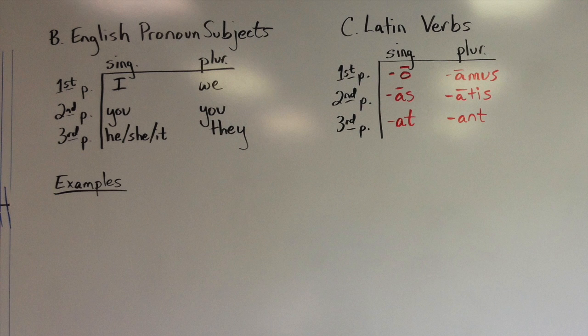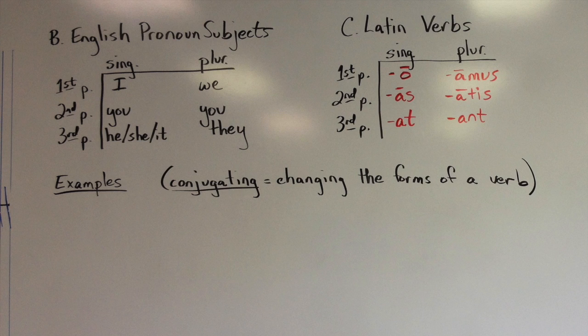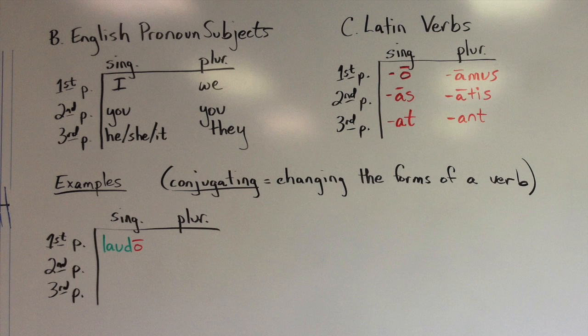Now let's take a look at some examples and see how this would play out. When we change the forms of a verb like we're about to do, we call that conjugating. To conjugate a verb is to put it in a specific form to match its subject and potentially later on its tense or its voice. So if we start out with the verb laudo, which we know from the vocab entry means I praise, we know that the O on it is our ending from the above chart.